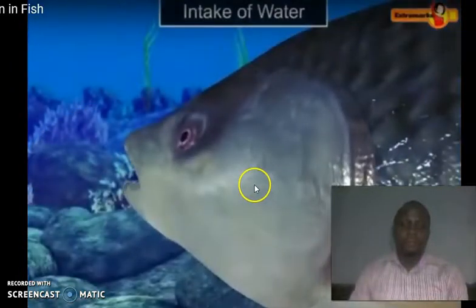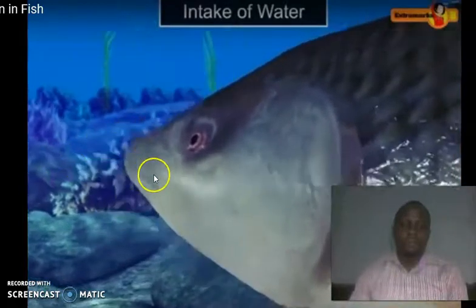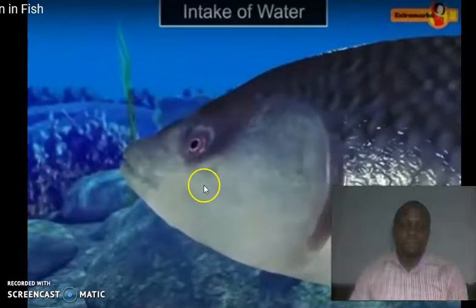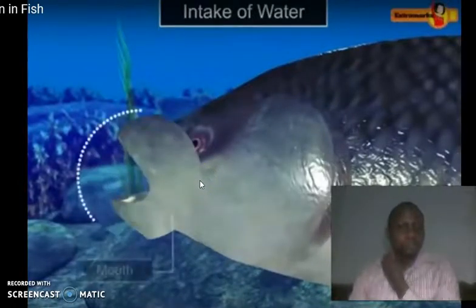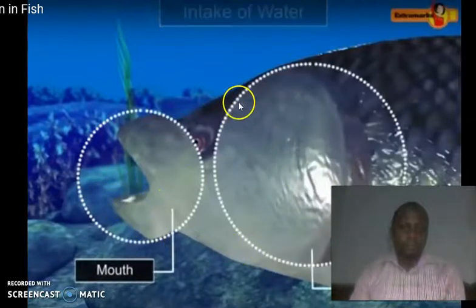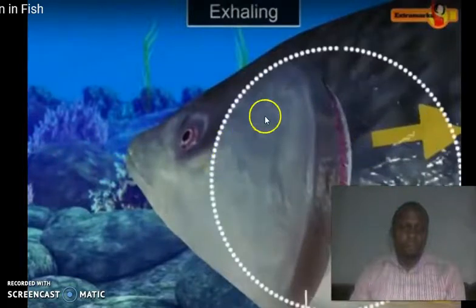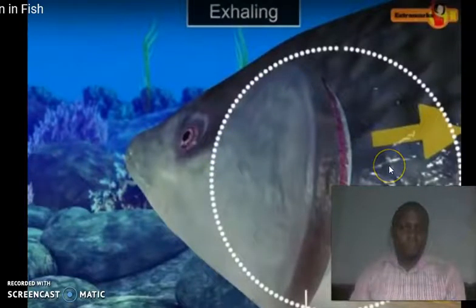During the process of exchange of gases, a fish first gulps water through its mouth. At the time of the intake of water, the mouth opens while the operculum remains closed. The fish then closes its mouth and opens the operculum to force the water out through the gill.